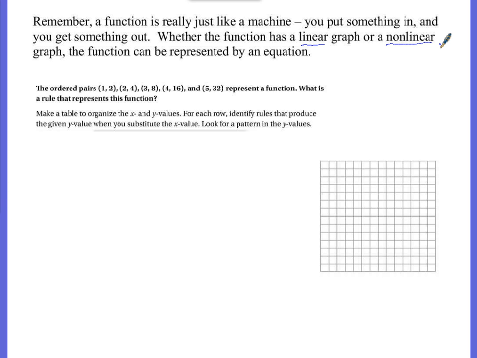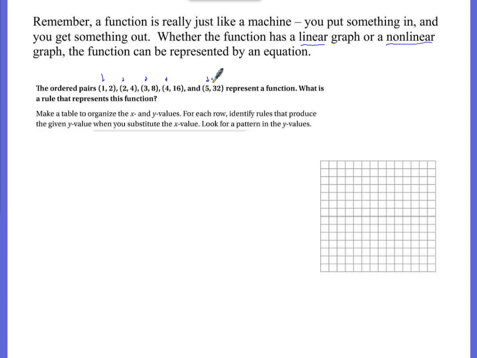So we have a bunch of ordered pairs sitting here. We're told that those ordered pairs represent a function. Just by looking at those ordered pairs, how could I say if it is a function or not? No repeated x's. So there, and there. 1, 2, 3, 4, 5. I don't have any repeated x values. So I can kind of agree that this is a function, or at least it could be a function.